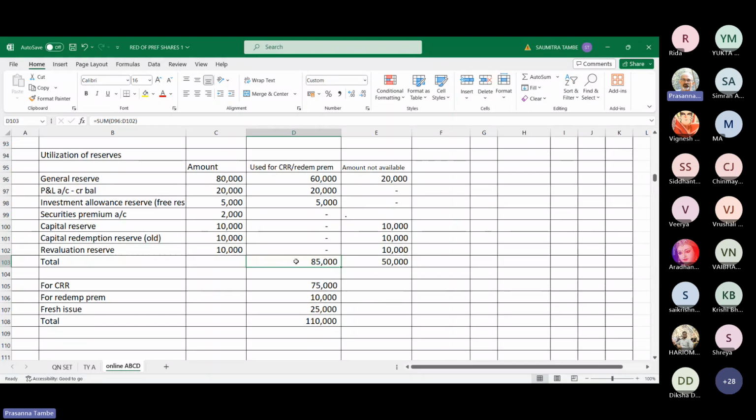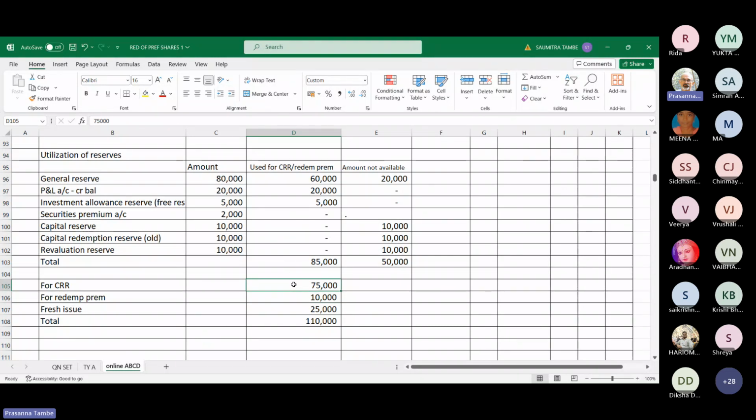Out of that, we need 10,000 for premium. So I will allocate 10,000 for premium. It may come from general reserve, it may come from P&L account credit balance, wherever. But 10,000 I need for redemption premium. Then I will have 75,000 for CRR. Out of 85, if I use 10 for premium, I'll get 75,000 for CRR, right?